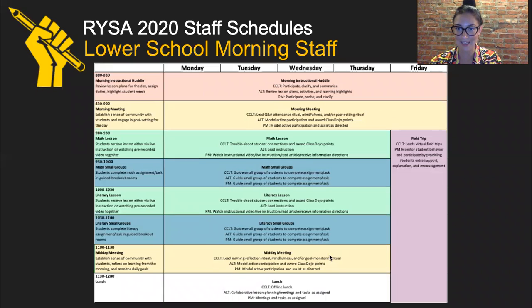The midday meeting mirrors the morning meeting. The goal here is to establish a sense of community with students, reflect on learnings from the morning, and to monitor their daily goals. The classroom culture lead teacher leads this learning and reflection ritual, mindfulness, or goal monitoring ritual. The academic lead teacher models active participation and awards Class Dojo points and supports the classroom culture lead teacher here as directed. The peer mentors model active participation and assist as directed.